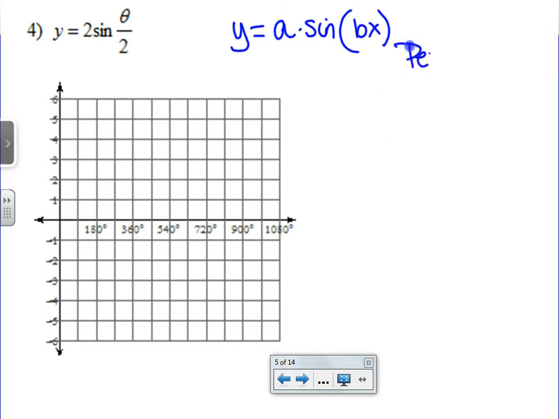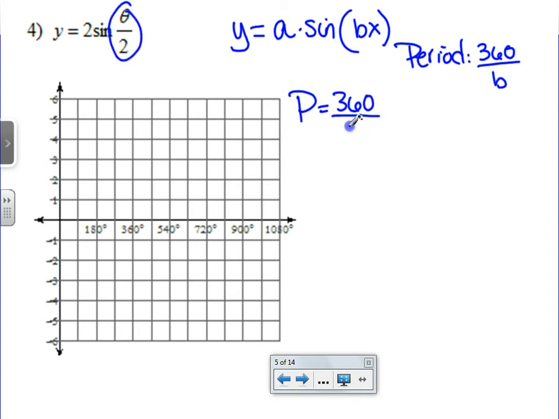Your period for any trig function is going to be what a normal period is. So if we're in degrees, it'd be 360, and you would divide it by whatever your b value is. So be careful. Our period is normally 360 in degrees for sine, but I'm going to divide it by the b value. Can anyone tell me what the b value is here?